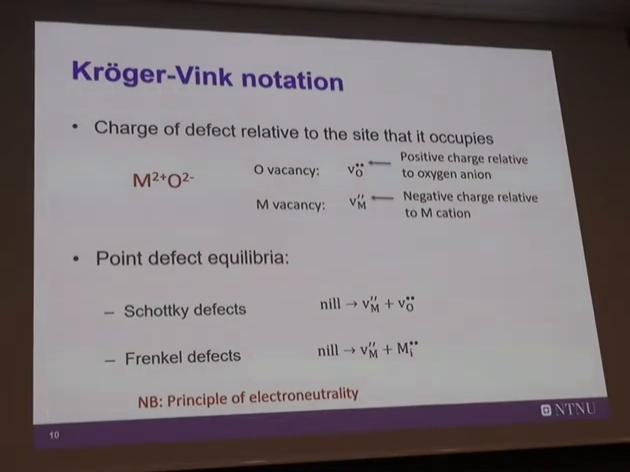The Frenkel defect, you also start with a perfect lattice, nothing, and then you displace one of the ions from a normal situation, creating a vacancy with a charge, and then you have the metal at an interstitial site, again with a charge relative to the oxidation state of the metal.